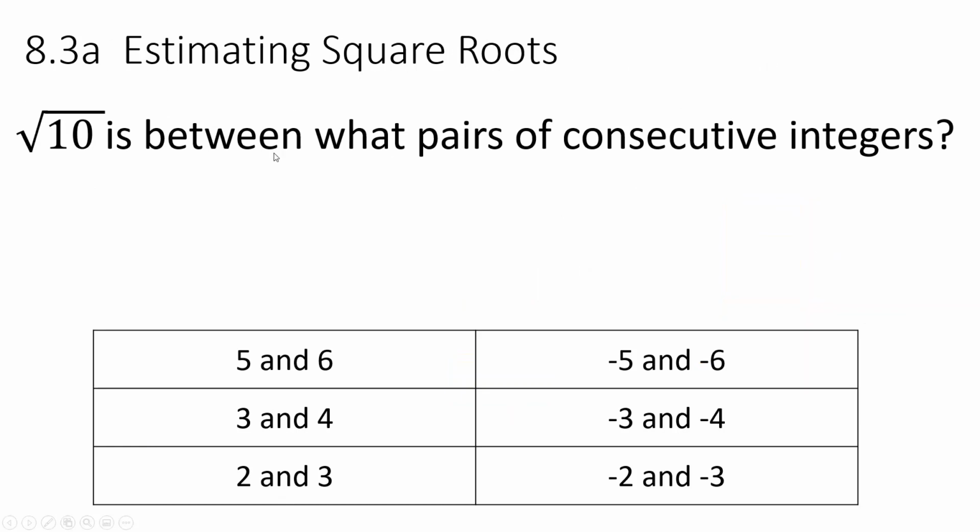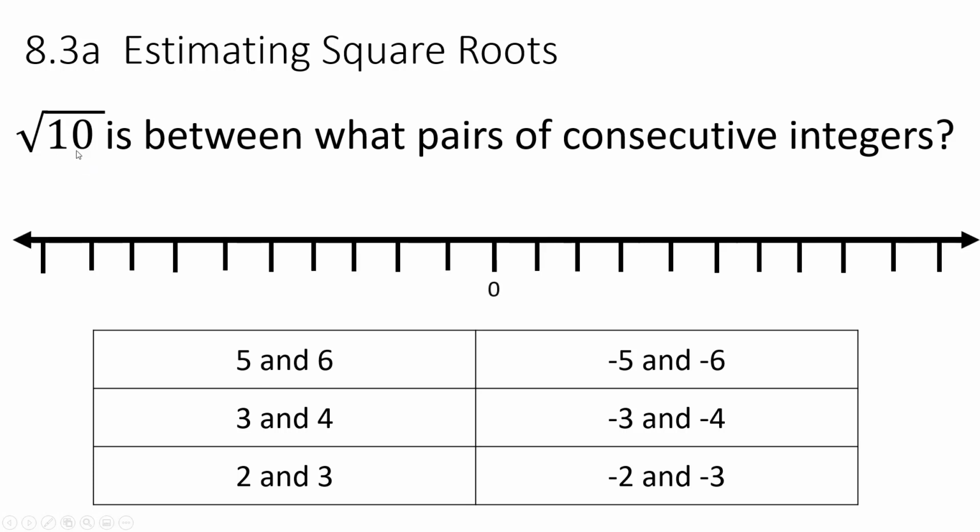Square root of 10 is between what pairs of consecutive integers? Okay, this can get tricky. Square root of 10, if we look at a number line, first of all, is not 5. A lot of kids will say it's 5, but 5 times 5 is not 10. It's actually going to be a decimal that goes on forever and ever. It's what's known as an irrational number. Square roots of non-perfect squares are irrational.